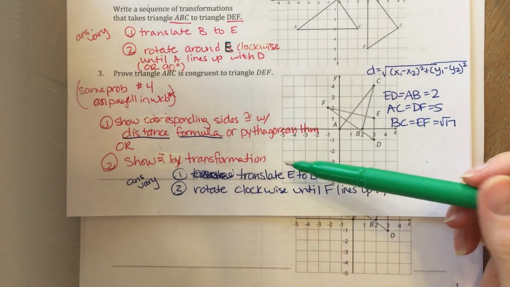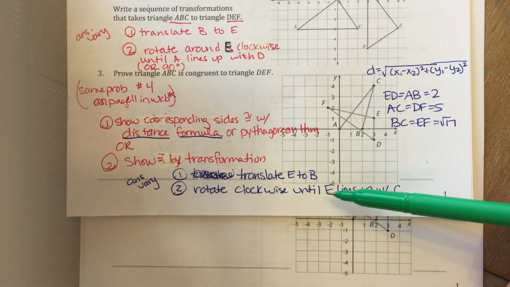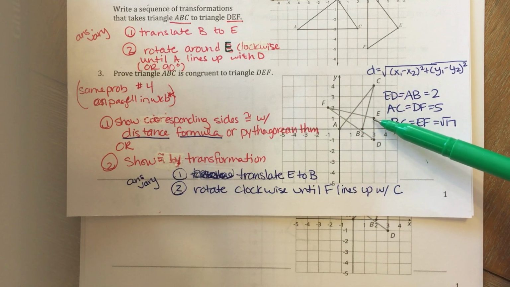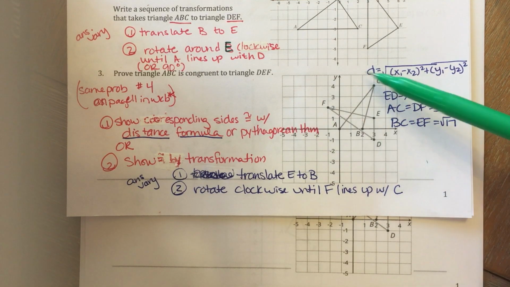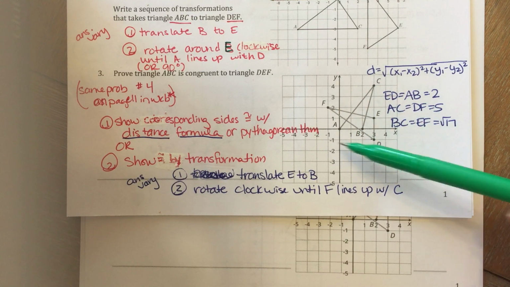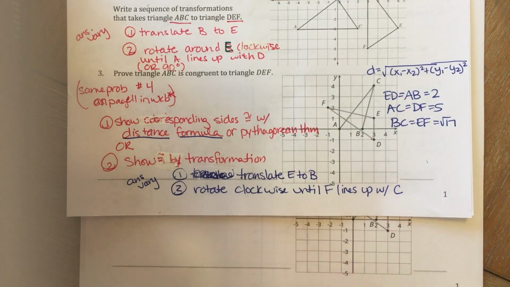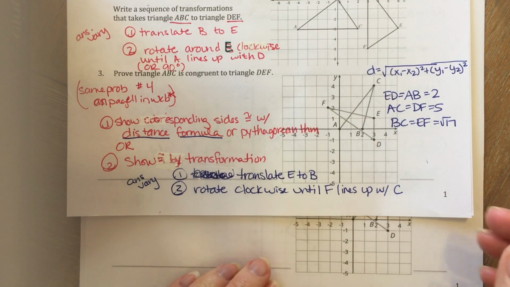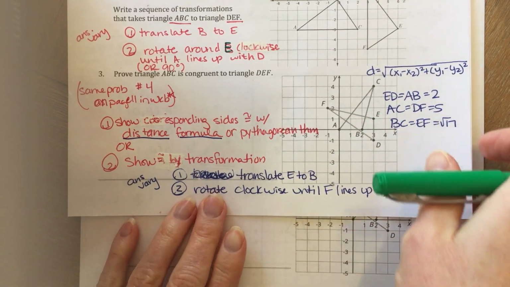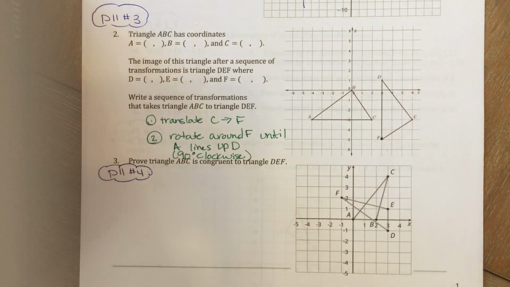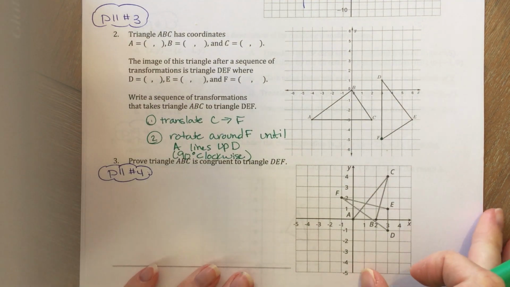Another way is to show a translation. So you could talk about how you could move this and then translate it or rotate it, or even sometimes it's a reflection, to get them to line up on top of each other. So there are some examples in the locker here, and there's also the original problem on page 11, number 4.